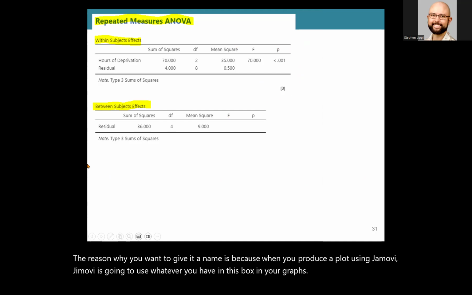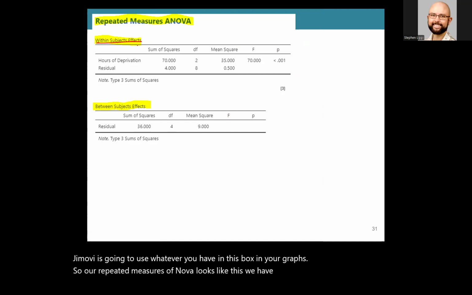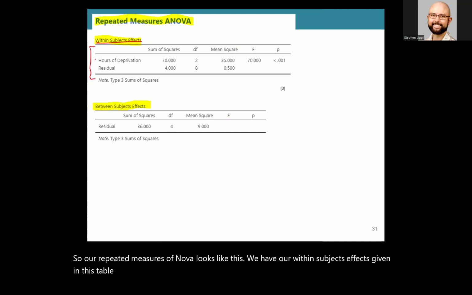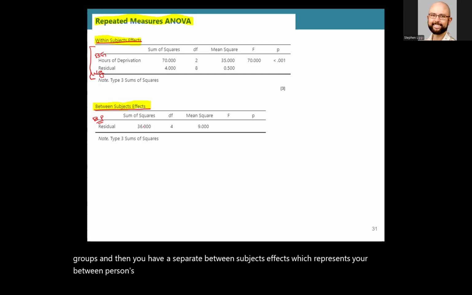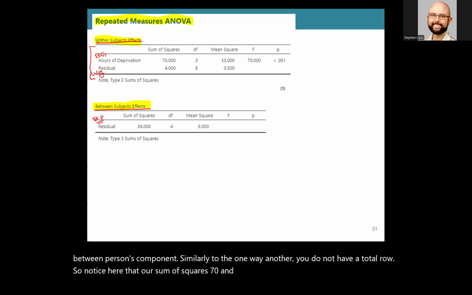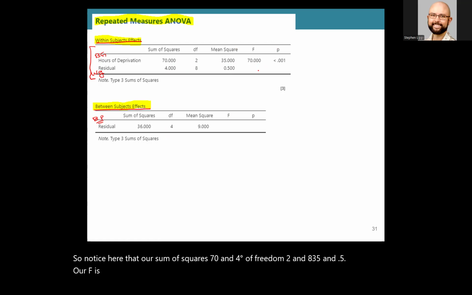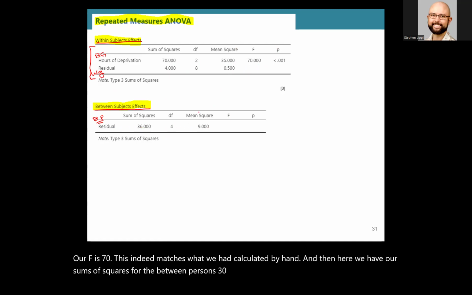So our repeated measures ANOVA looks like this. We have our within subjects effects given in this table here. Notice here that you just have your between groups and your within groups. And then you have a separate between subjects effects, which represents your between persons component. Similarly to the one-way ANOVA, you do not have a total row. So notice here that our sum of squares, 70 and 4, degrees of freedom, 2 and 8, 35 and 0.5, our F is 70. This indeed matches what we had calculated by hand. And then here we have our sums of squares for the between persons, 36, 4, and then 9 for our mean square.